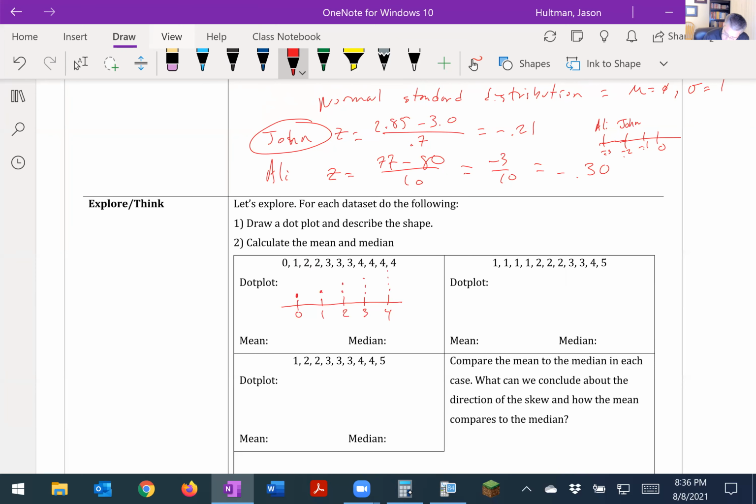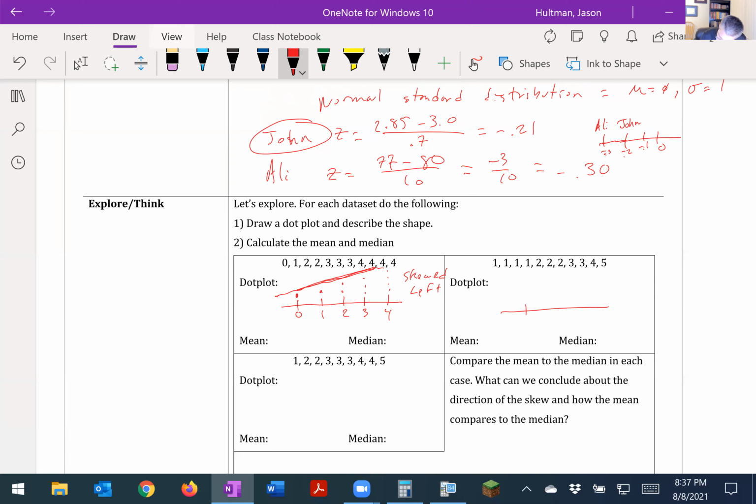Okay, and so this one is skewed. You can see that this thing is skewed. And how is it skewed? It's skewed left, or left-tailed. Okay, what about this one here?